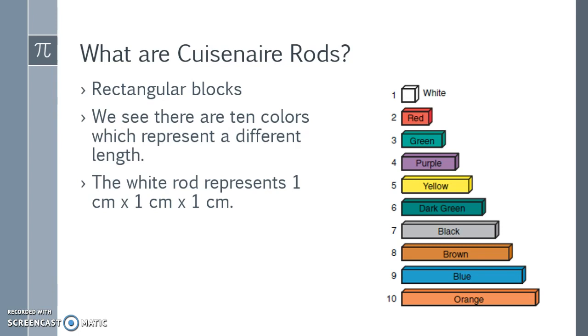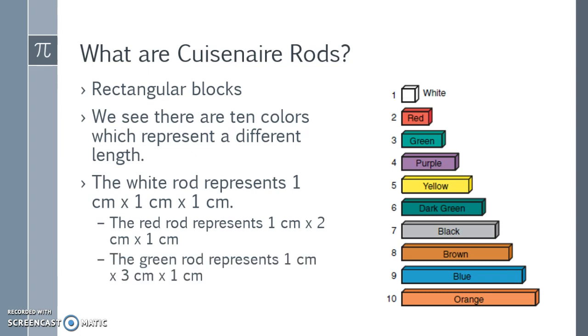The white rod at the top represents a 1 centimeter by 1 centimeter by 1 centimeter cube. The red rod represents a 1 centimeter by 2 centimeter by 1 centimeter cube. The green rod represents a 1 centimeter by 3 centimeter by 1 centimeter cube, and so forth. The way that they are stacked, we call this a staircase.